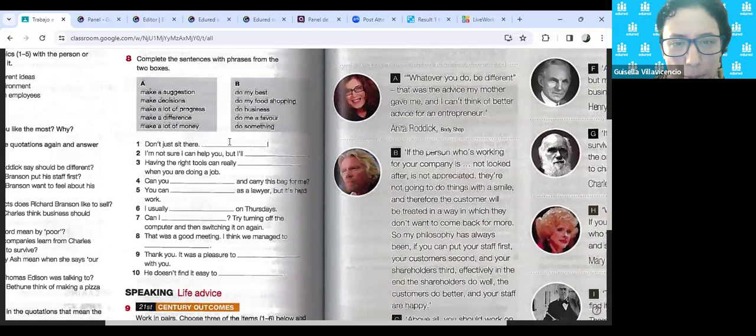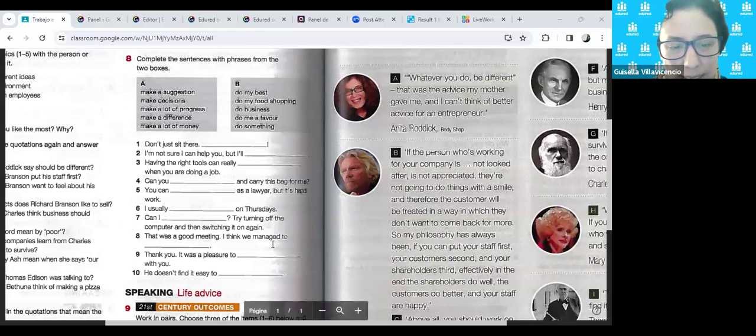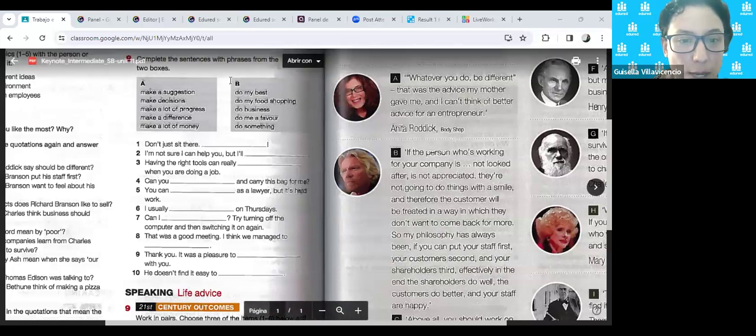¿Cuál sería la respuesta, por ejemplo, en esta actividad que vemos en el libro? En number one. Oh, María del Carmen. Oh, no, that's terrible. Ok, María del Carmen. Do something. Very good.